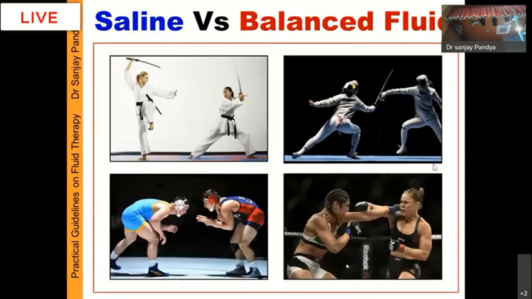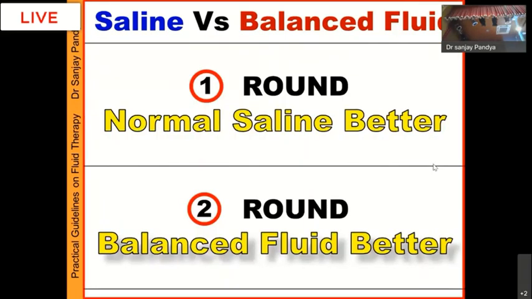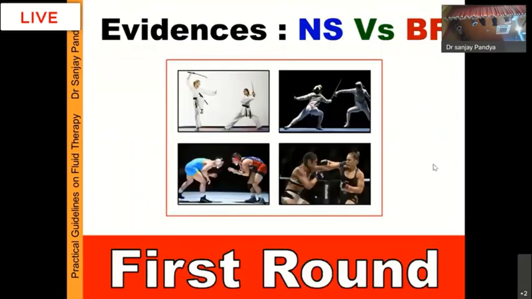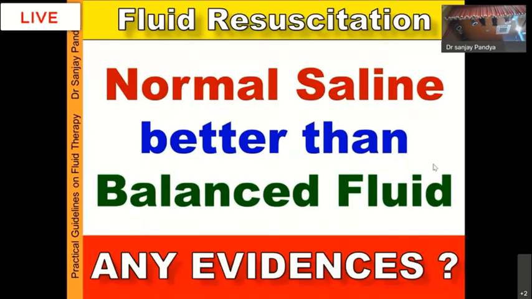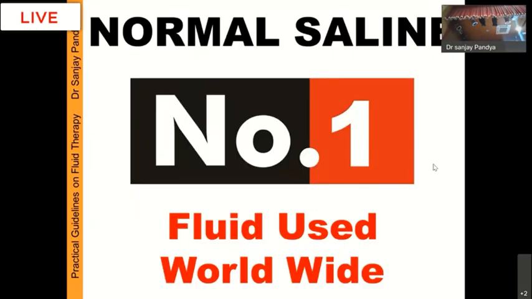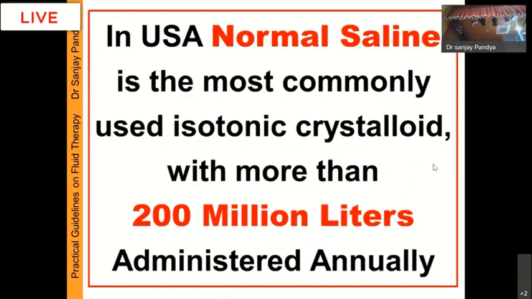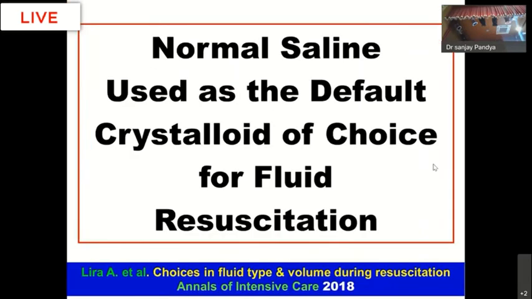What is the evidence? What is the evidence? There are different rounds of fight between saline and RL, balanced fluid. So the first round is that normal saline is better. Now, how is normal saline better? What are the evidences? Number one, that normal saline is the number one fluid used worldwide. More than 200 million liters of saline is used annually only in USA. Normal saline used as a default crystalloid of choice.